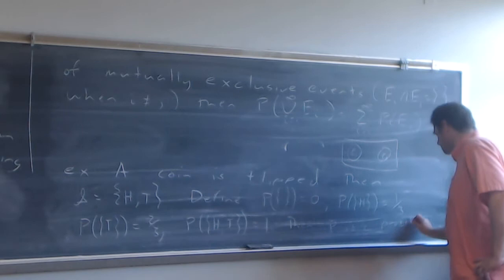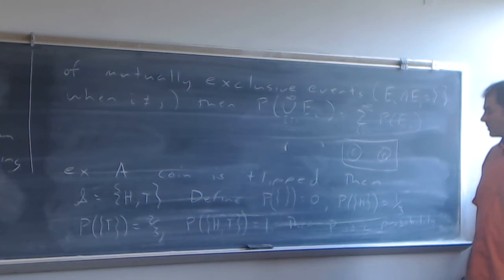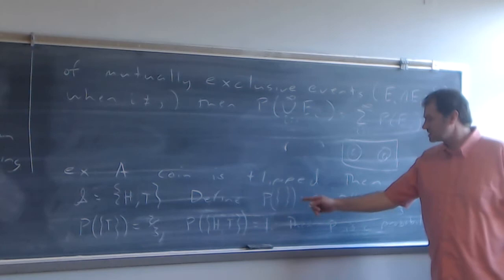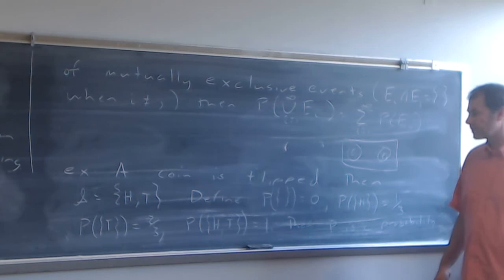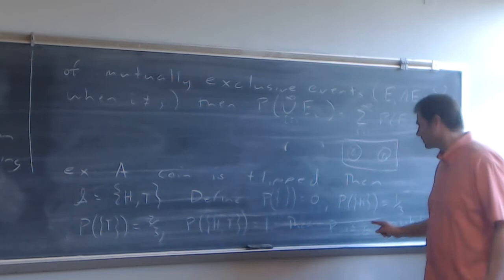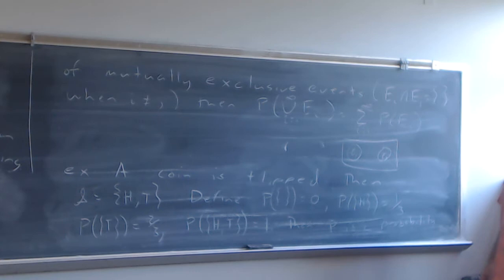Now, in this example, P is a probability because it satisfies the three conditions to be a probability. First of all, it's defined on the set of events as a set function. The output values are between 0 and 1, or they could be 0 and 1. In addition, the probability of the sample space is 1. And lastly, anytime you take mutually exclusive events and take their union and take the probability of that, that equals the sum of each one of the probabilities of each event.